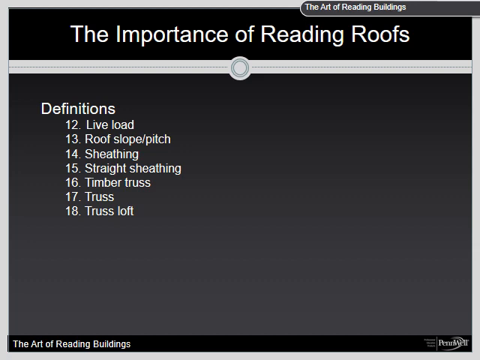Roof, slope, and pitch. This refers to the degree of slope or pitch for a roof and is expressed as a ratio. For example, a 4-12 pitch means that the roof is 4 inches vertical for every 12 inches of horizontal distance.